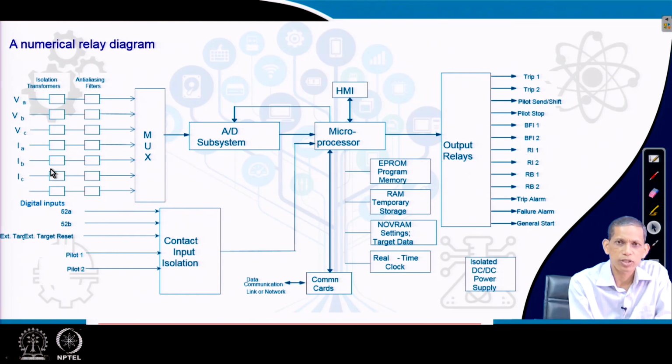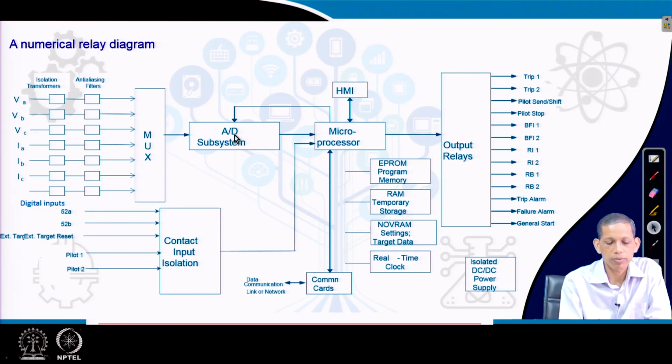We require an isolation transformer, because this is a small signal device, and this side is maybe a much higher voltage than the numerical system platform. We require anti-aliasing filters, which do pre-filtering in the analog stage of the system. We require a multiplexer, because we have several signals to be handled from the analog to digital processing perspective.